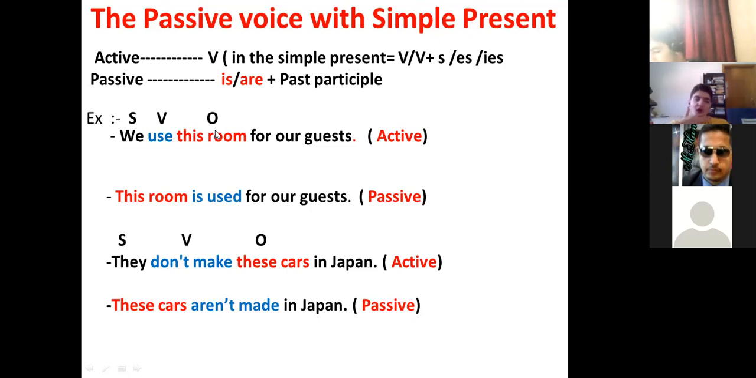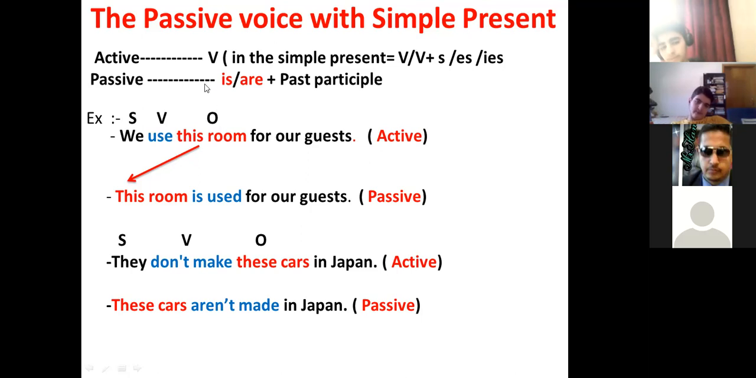Then after that, you are going to start with the object, this room. The subject that we have here is we, the verb is use, and the object is this room. So we are going to start with the object, this room. Then we can see the tense of the sentence. What is the tense, as we said? Present simple tense.